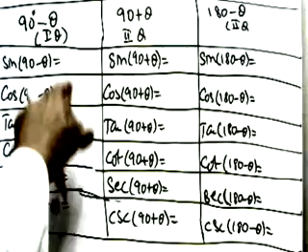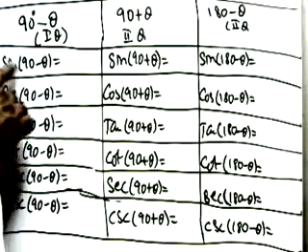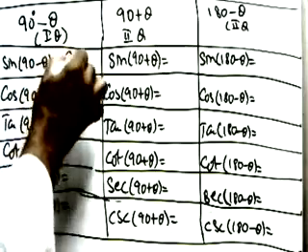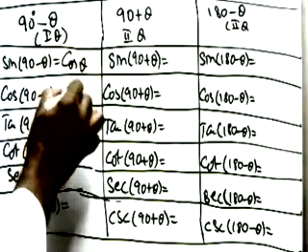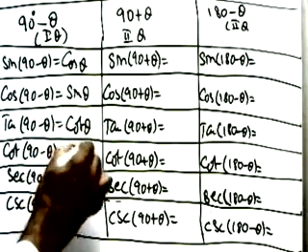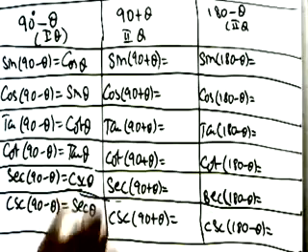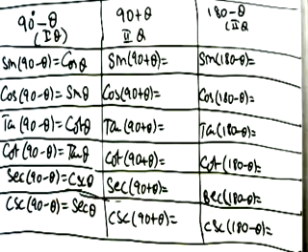You see 90 minus theta is the first quadrant. So in the first quadrant all are positive, no tension of signs here. Now for 90, sine changes to cos theta, cos changes to sine theta, tan changes to cot theta, cot changes to tan theta, sec changes to cosec theta, and cosec changes to sec theta.